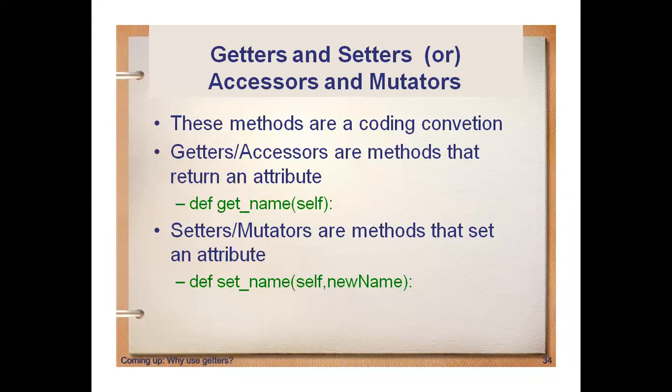Getters and accessors are the methods that return an attribute. How do these things work? We have a method named get_name, and we have another method known as set_name. So getters and accessors are the methods that return an attribute. Setters and mutators are the methods that set the attribute, right?